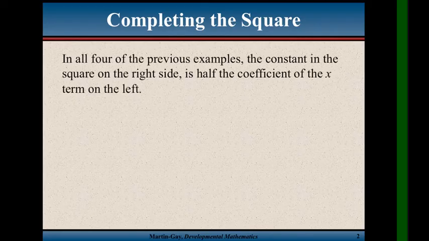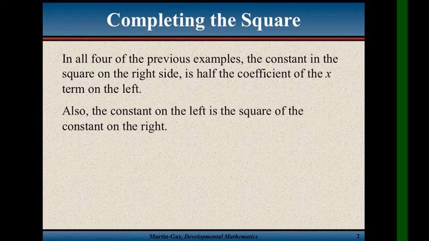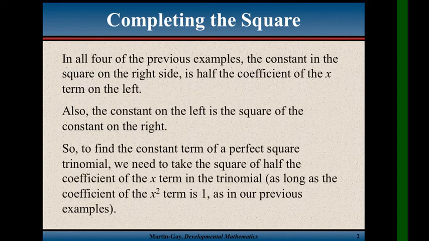Completing the square. In all four of the previous examples, the constant on the right side is half the coefficient of the x term on the left. Also, the constant on the left is the square of the constant on the right. So, to find the constant term of the perfect square trinomial, we need to take the square of half the coefficient of the x term in the trinomial, as long as the coefficient of the x squared term is 1, as in our previous examples.